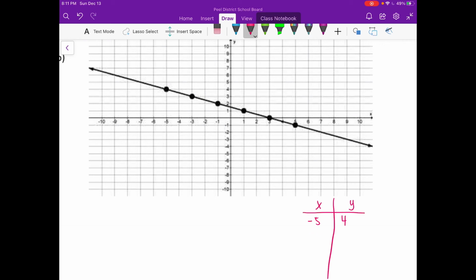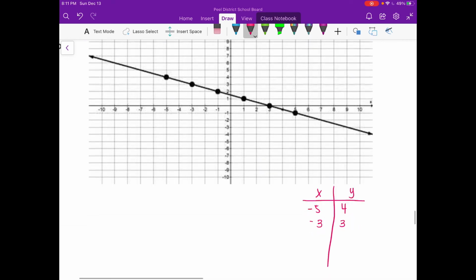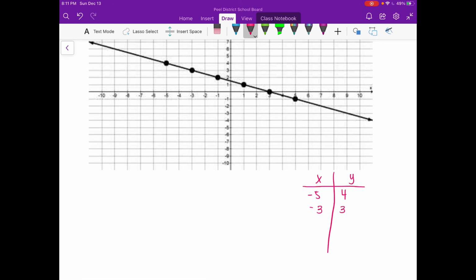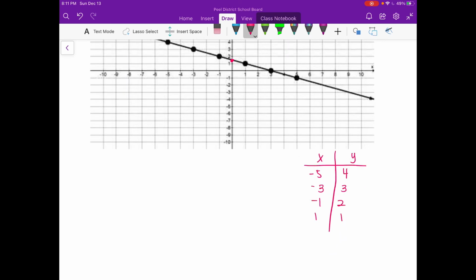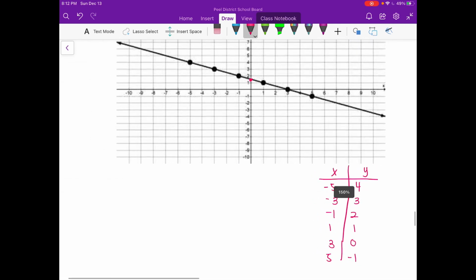-3 and 3. Then I have -1 and 2. I don't have a 0, unfortunately. Like my 0 is kind of like 1.5 maybe, but I don't really know what it is. So I'm not going to go there. So I have 1 and 1. And then I have 3 and 0. And then last but not least, I have this 5 and this -1 here. 5, -1. Alright, so I have my coordinate pairs in.